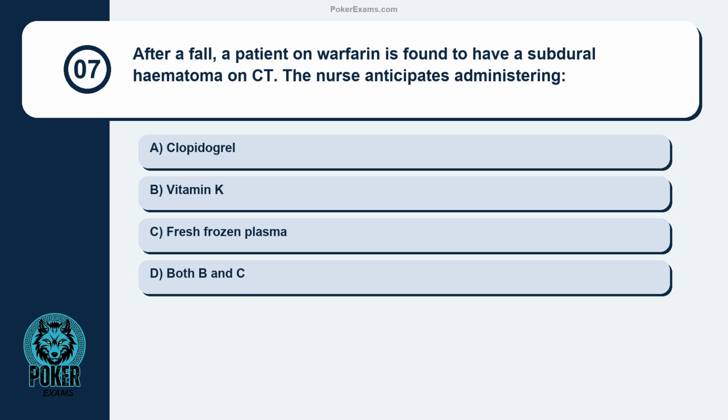Question 7. After a fall, a patient on warfarin is found to have a subdural hematoma on CT. The nurse anticipates administering clopidogrel, vitamin K, fresh frozen plasma, both B and C.